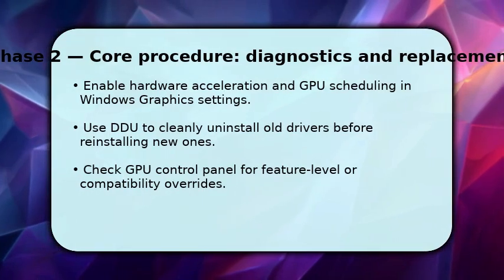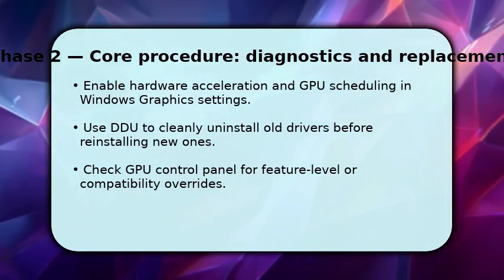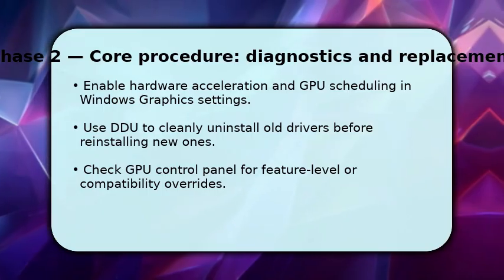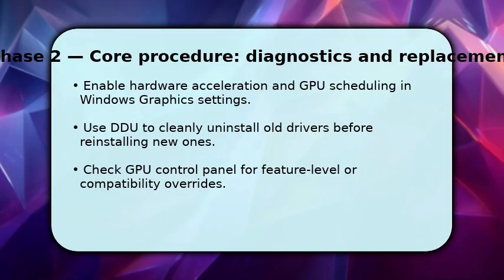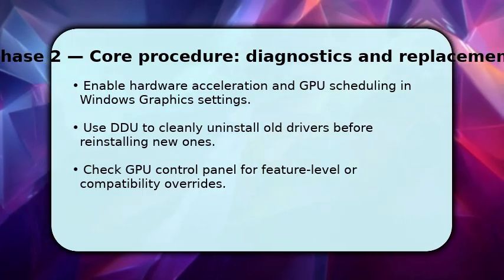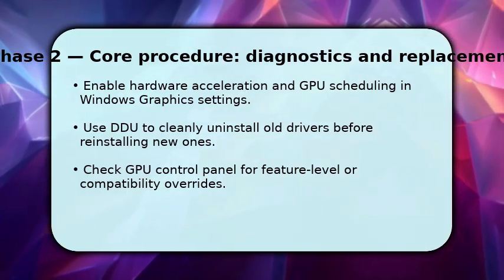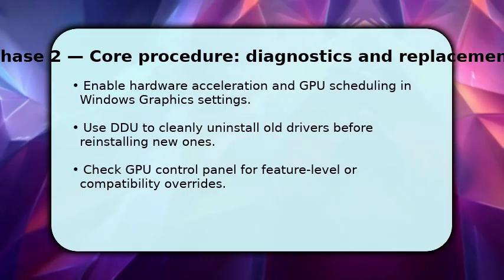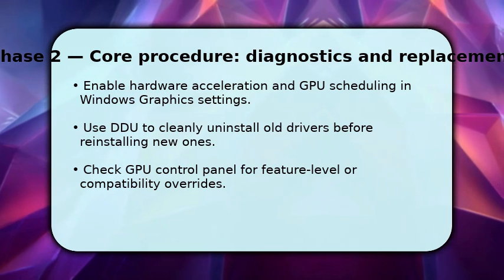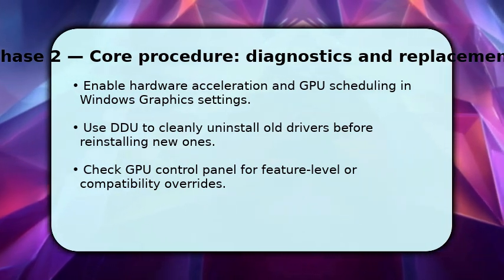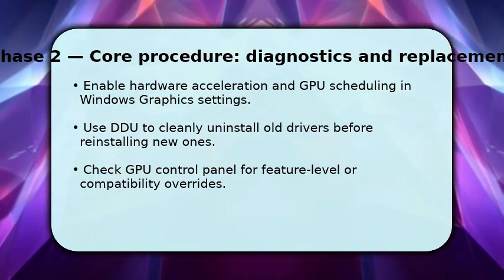Next, you perform focused system adjustments that often resolve detection issues. First, enable hardware-accelerated GPU scheduling and confirm power plan uses maximum performance because throttling can mask features. If drivers remain problematic, run display driver uninstaller to remove remnants, then reinstall the vendor driver cleanly. Also open the GPU control panel to ensure no compatibility or virtualization overrides block DirectX features. These steps fix most software layer conflicts that prevent applications from working.